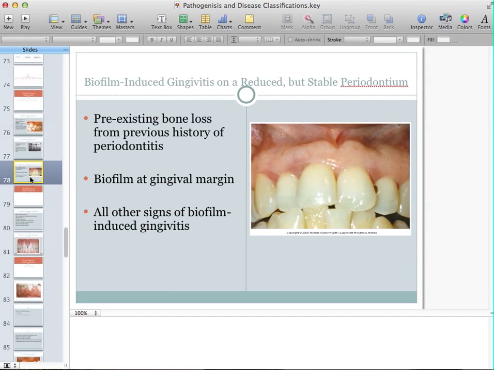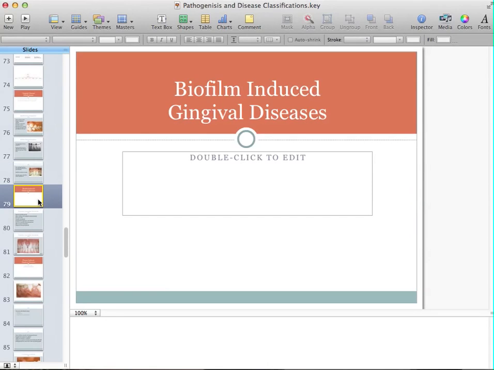Okay, now you can have biofilm-induced gingivitis on a reduced but stable periodontium. This would be a perio maintenance patient that now has gingivitis. Pre-existing bone loss, because remember they're a perio maintenance patient, so they've had bone loss, but they don't have any new bone loss, they just have inflammation and biofilm at the gingival margin. So that's biofilm-induced gingivitis on a reduced, stable periodontium.